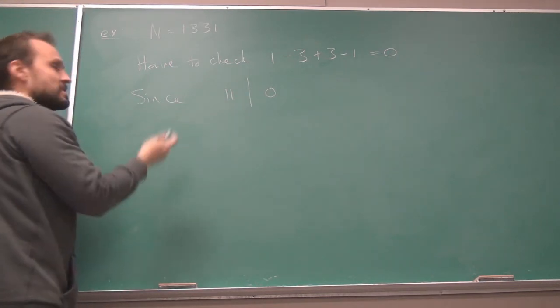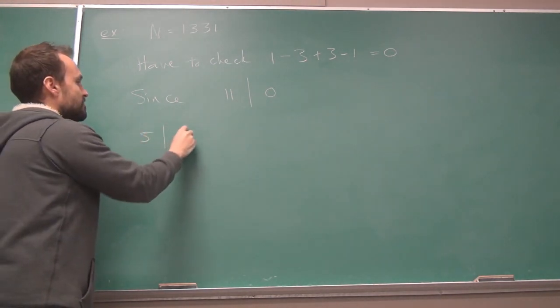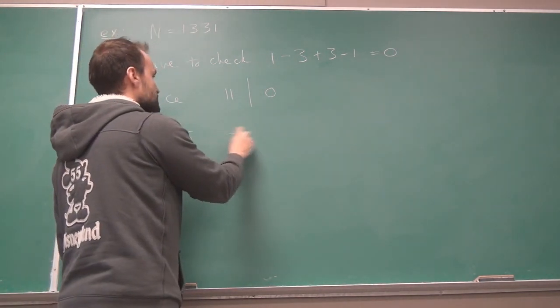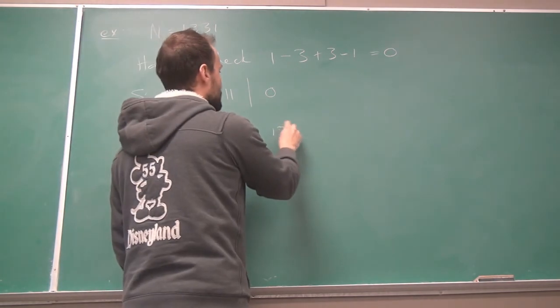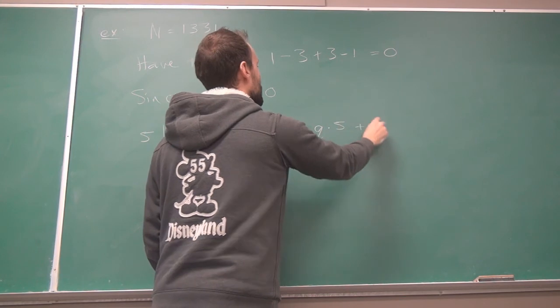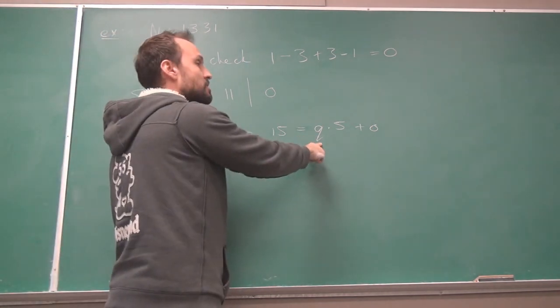Anything is divisible, so let's go back to, what was it, 15 and 5? I said 5 divides into 15 because I can write 15 as some number times 5 with no remainder. As long as there exists a Q like that, that's what we call divisibility. 15 is divisible by 5 as long as there's no remainder for some number there. I don't care what the number is.